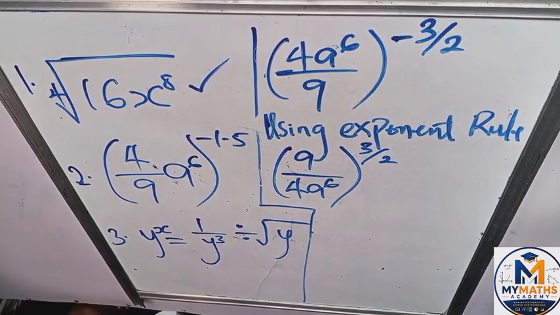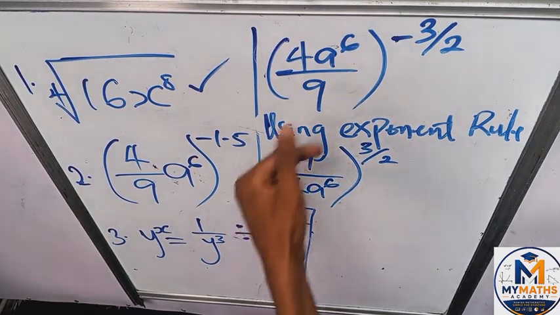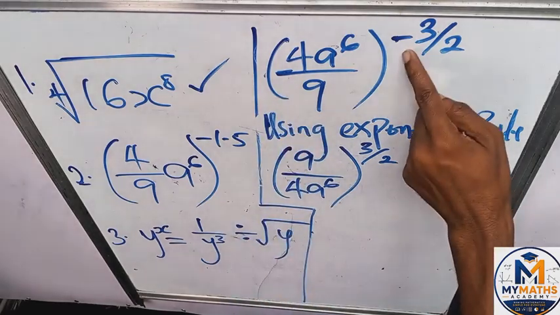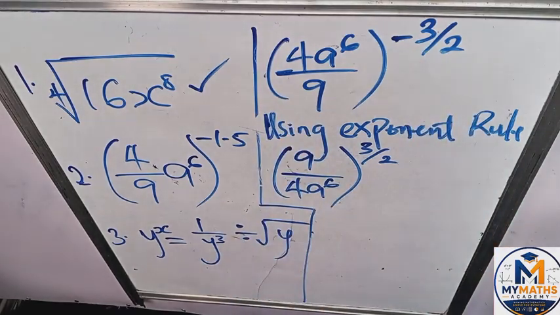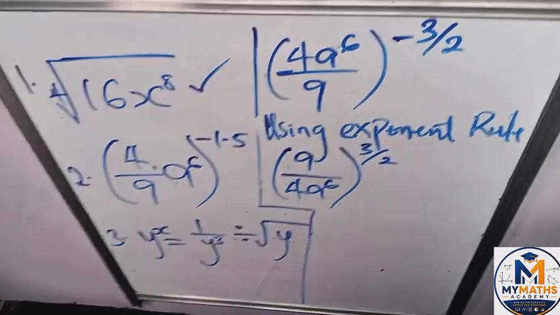Are we clear? So this is what I mean by using the exponent rule. This one has been what? Has been impacted. Once the sign changed, it's going to what? Be impacted. So that is the exponent rule.